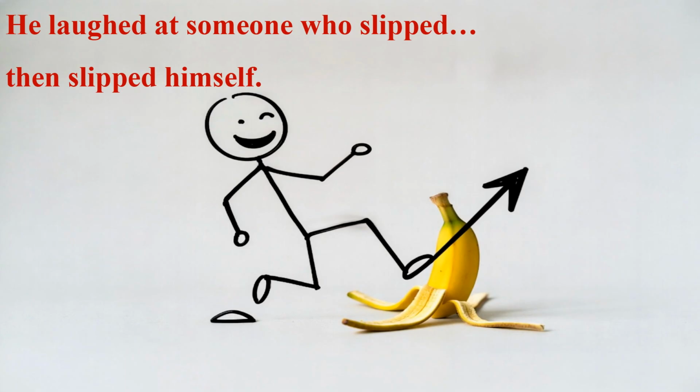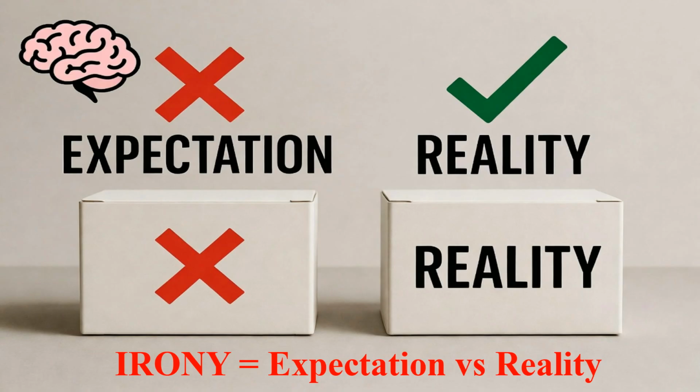He laughed at someone who slipped, then slipped himself. This is situational irony. The person expects to be an observer of embarrassment, not the victim. The outcome directly contradicts his expectations, which creates irony. Whenever there is a clear mismatch between expectation and outcome, irony is usually involved.